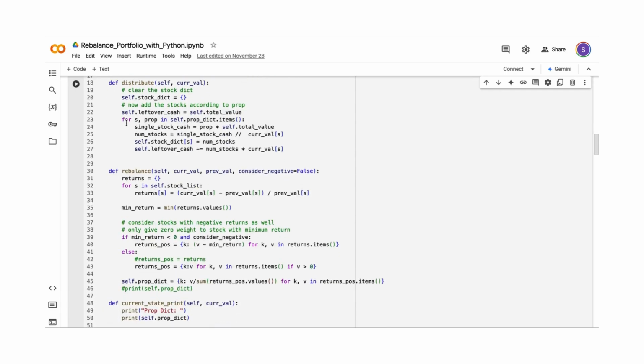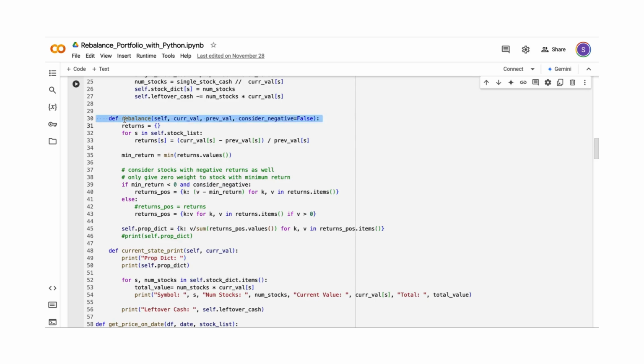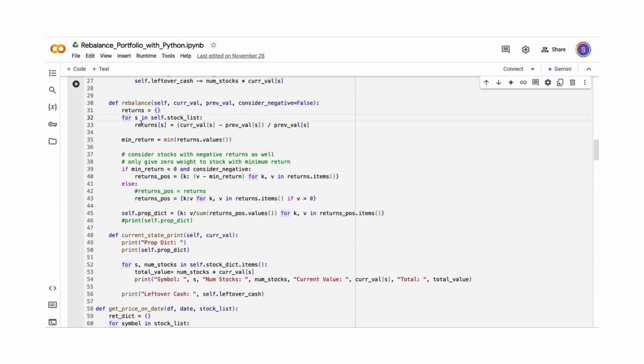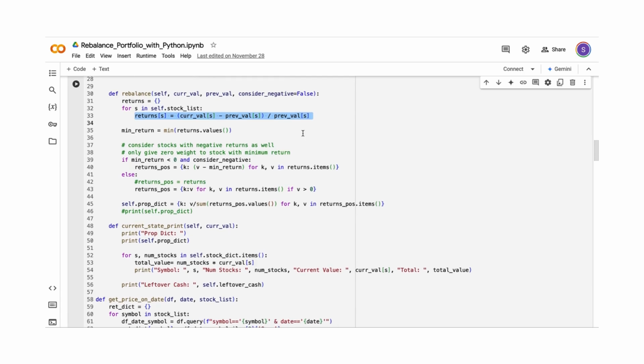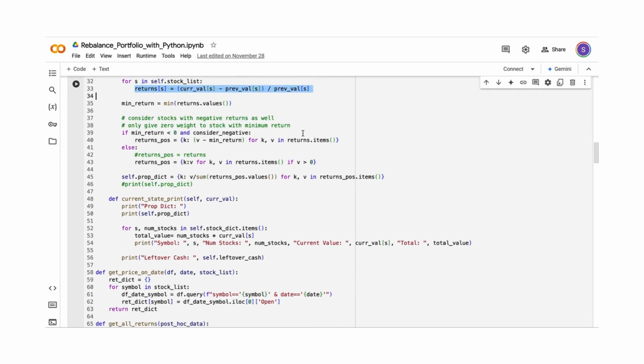And then finally, when we call this rebalance function, which is the main function here, we are going to look at the returns for each of these ETFs. So we get the current value, which is the value today for each of these ETFs. The previous value contains a dictionary of values for the same ETFs a month ago, and that allows us to calculate this dictionary of returns, which tells us the percentage return for each of these ETFs.